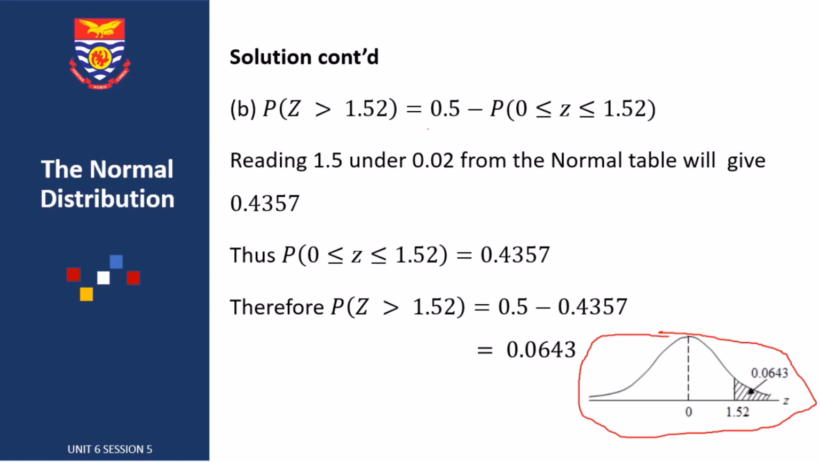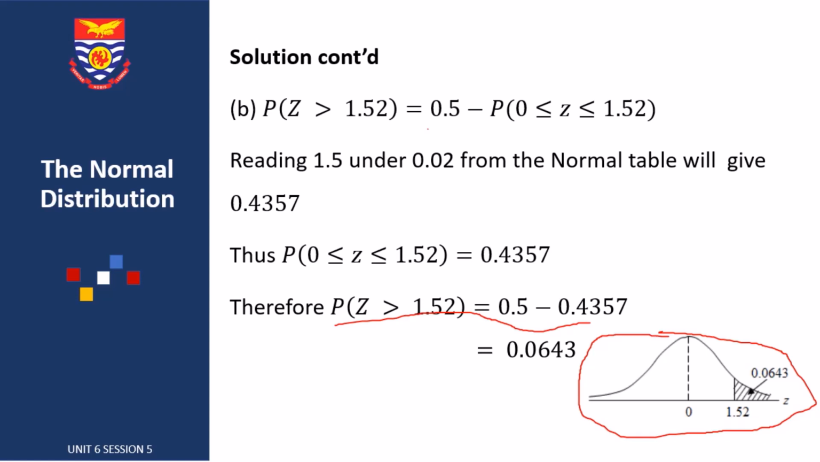So from the normal table, you're going to read 1.5 and 0.02, just as we did earlier in the previous example. And that will give us 0.4357. And working out everything just as we did earlier, we now have 0.5 minus 0.4357, giving us 0.0643, as you can see from the shaded graph.